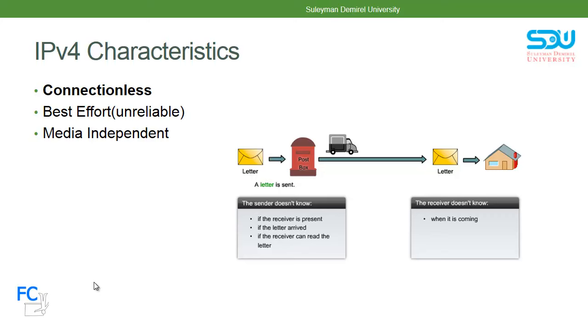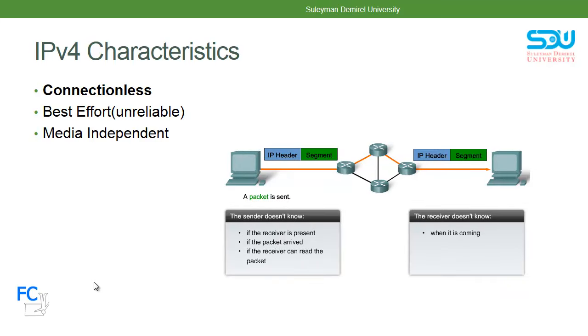As an example, when you send a letter to your grandma, you go to the post office, you just place your message in the post box, and after that, you don't know if the receiver is present, if the letter has arrived, and if the receiver can read the letter. Maybe it is damaged or corrupted, and the receiver doesn't know when it is coming, and doesn't even know that something is coming. So when you receive the message, it's usually like a surprise for you.